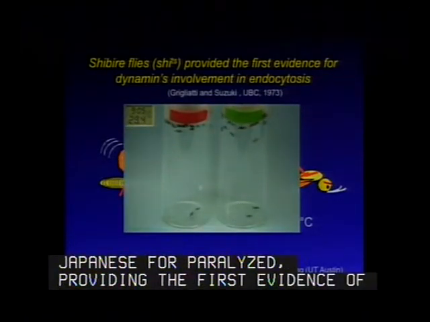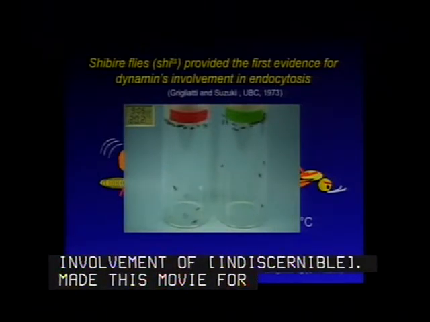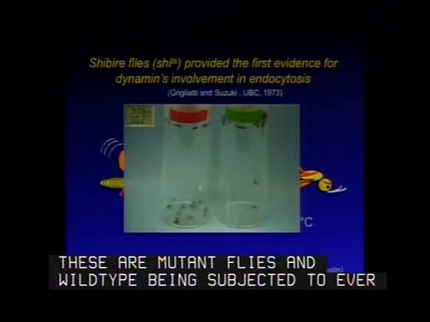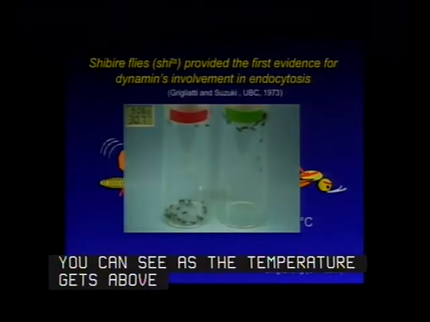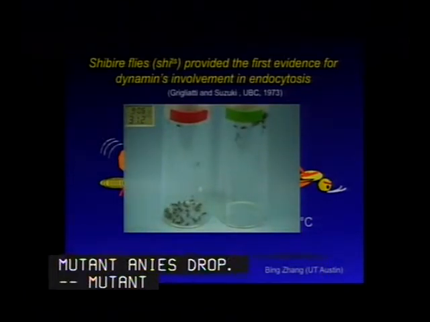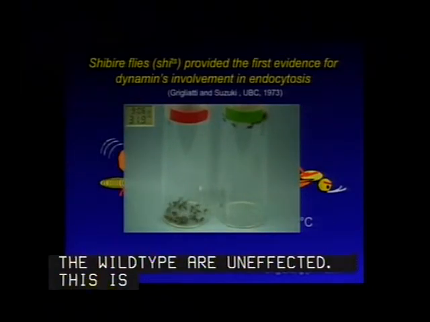Bing Zhang at UT Austin made this movie for me. These are mutant flies and wild-type flies being subjected to ever-increasing temperature. And you can see as the temperature gets above 30 degrees, the mutant flies drop like flies, whereas the wild type are unaffected. This is a rapidly reversible phenotype.